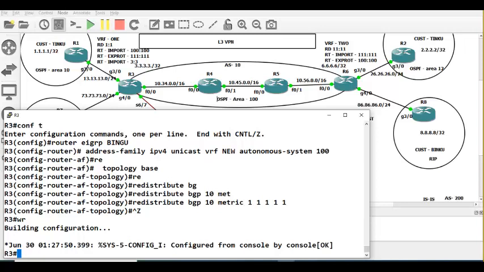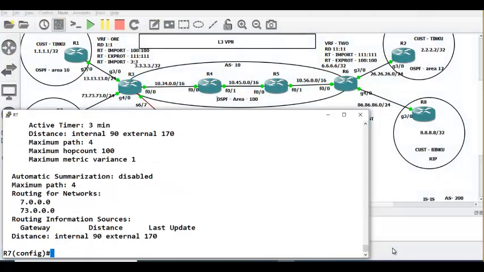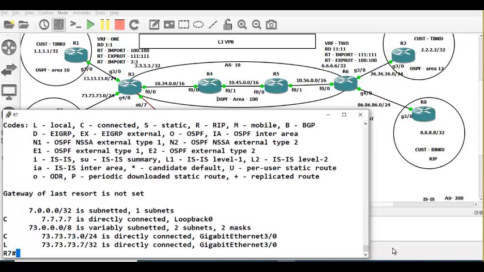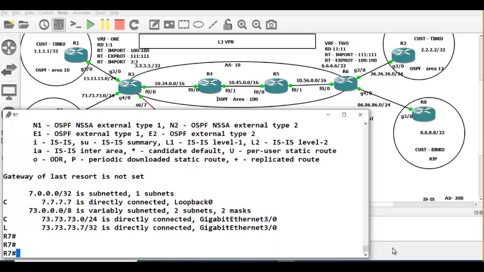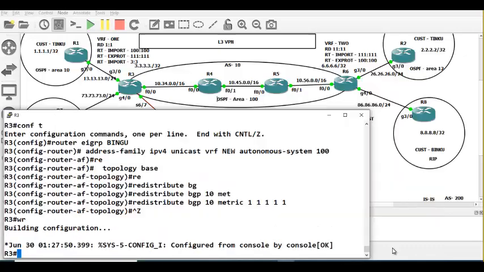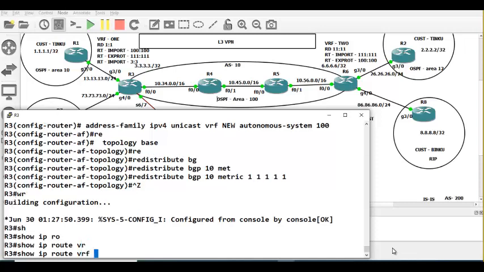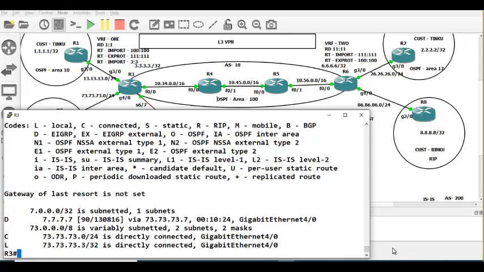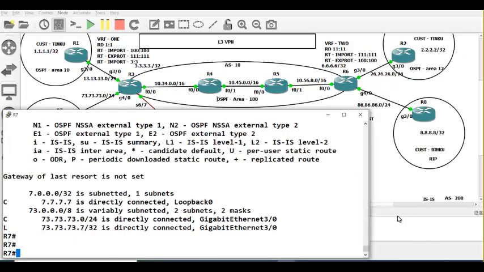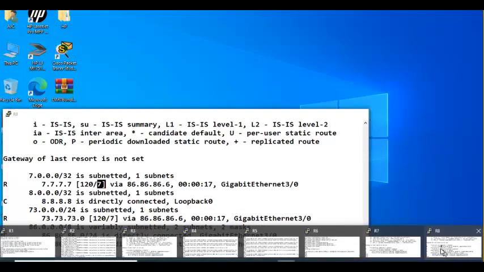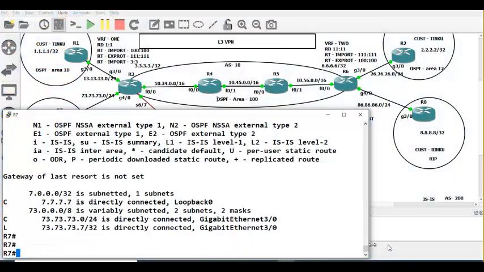Now if I go to router 7, we'll see a route now, soon. Let me check the routing table here. Show IP route new. Okay, this itself is not seen. The reason is I have not redistributed from RIP to BGP. Router 7, no, router 6 is the problem.